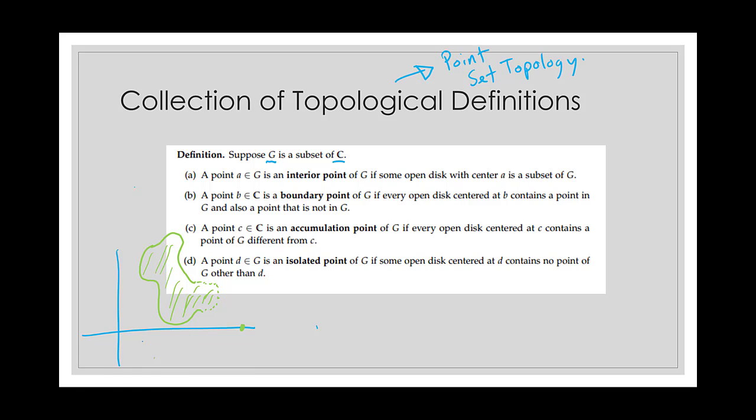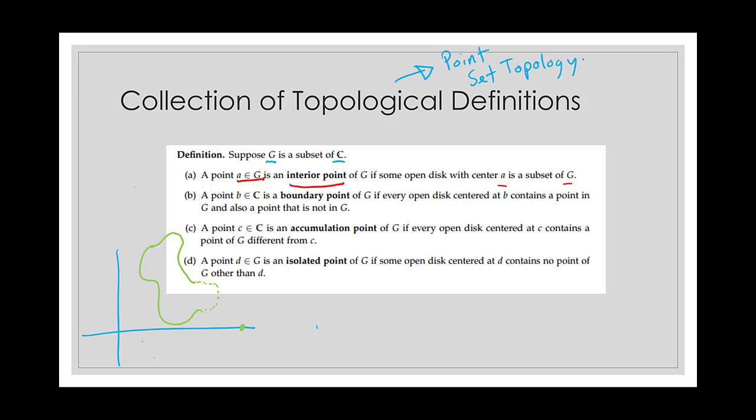So let me erase some stuff really quick, because I don't want that to mess with the pictures. Okay, there we go. All right, so definitions. So we say that a point A is an interior point of G if some open disk with center A is a subset of G. Okay, so again, A is an interior point of G if some open disk with center A is a subset of G. So it's kind of like what it says in the name.